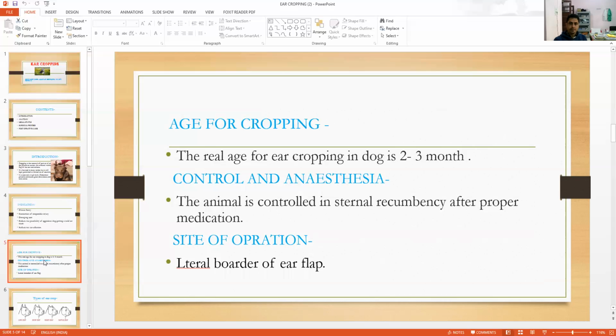Age of ear cropping: this is the real age for ear cropping, and it is very important, so remember it. 2 to 3 months. Anesthesia I have already discussed. Without general anesthesia, it is not possible to perform this type of surgery. The site of operation is the lateral border of the ear flap. Always cut the ear through the lateral side, the lateral border.